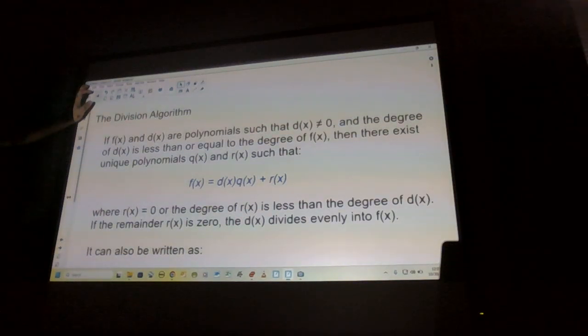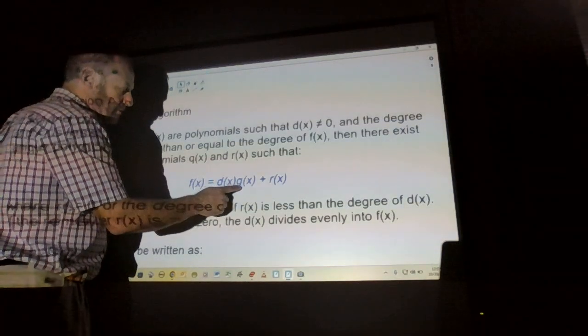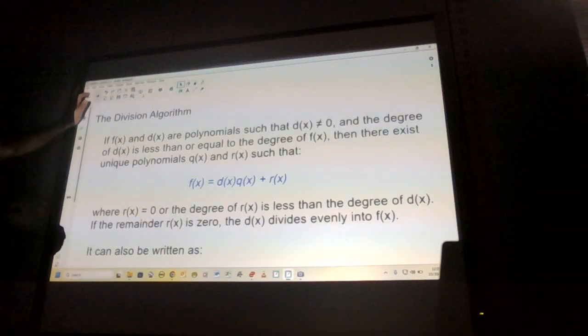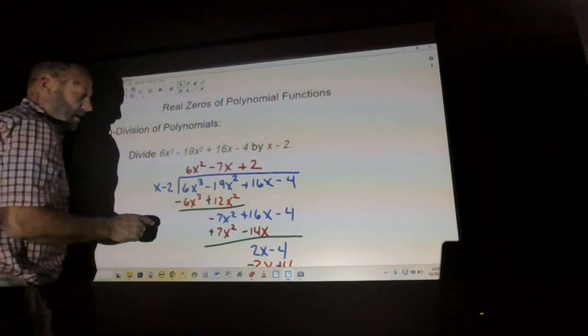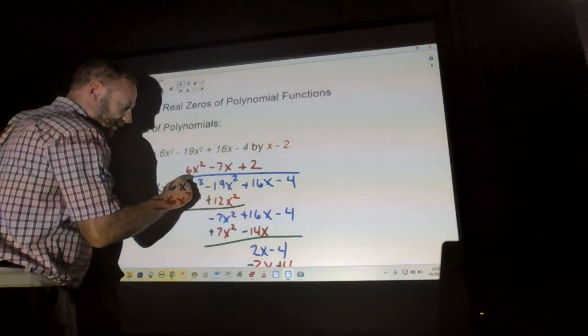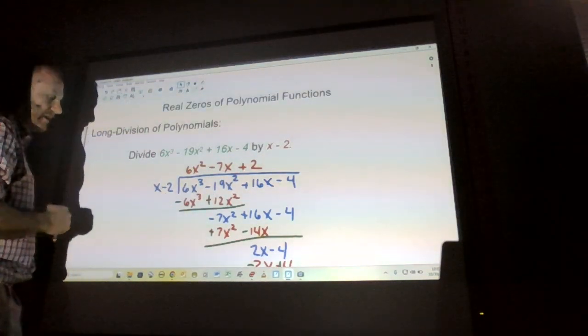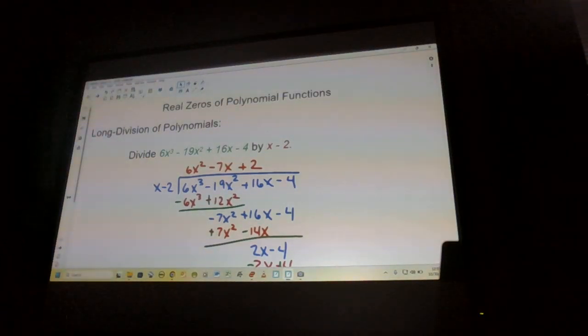There exist unique polynomials q of x and r of x such that f of x equals d of x times q of x plus r of x. So basically this is my divisor, my quotient, and my remainder. If I go back and look at this one, here is f of x. Here is my quotient, that's q of x. This is my divisor, that's d of x. And there is no remainder on this one. The remainder is 0.